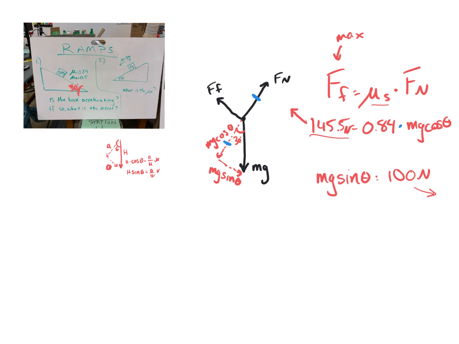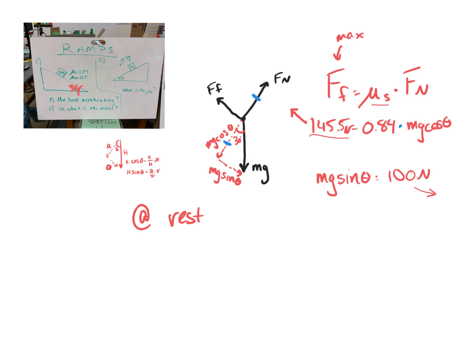So the static coefficient's large enough that I'm withstanding this 100 newtons that's pulling down the hill. This object is in fact at rest because that force down the hill does not exceed the maximum amount of static frictional force that can push up the hill. So there's really no need to calculate acceleration. There's no need to use the sliding coefficient. In this case, the static coefficient's large enough to prevent it from sliding down.